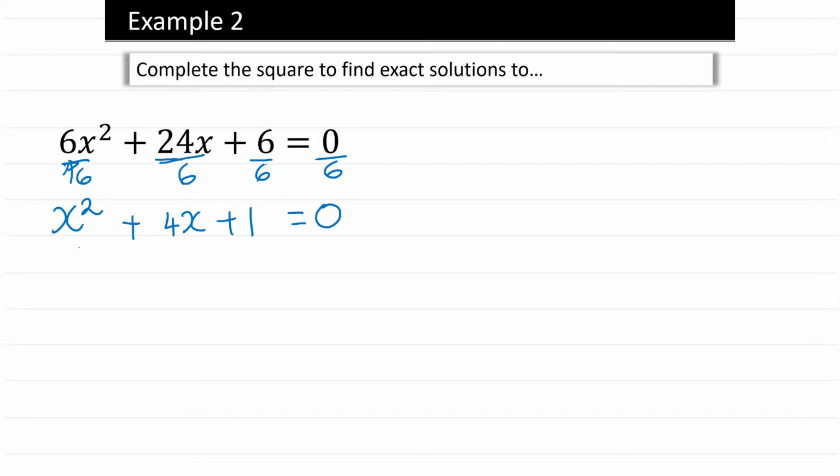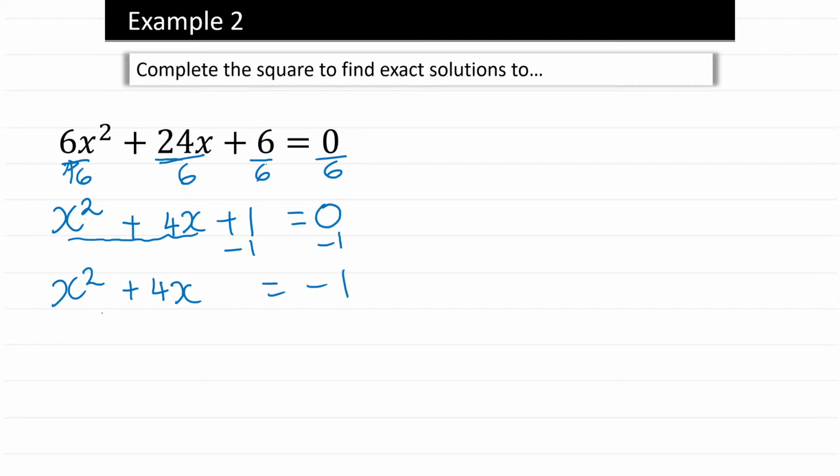Right, I'm going to get rid of plus 1. I just want to leave the ones with x's on one side. So minus 1, minus 1. So now I'm going to have x squared plus 4x equals minus 1. Remember, don't do this if you have an expression. You can only do this if you have an equation which you need to solve. That means moving this one.